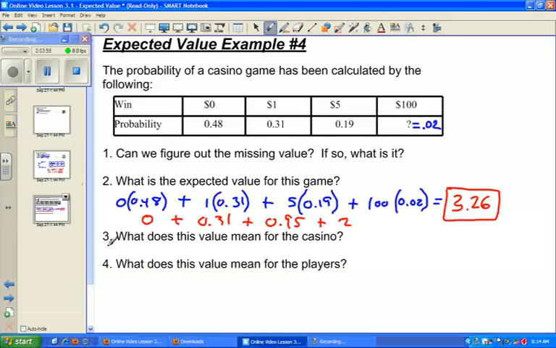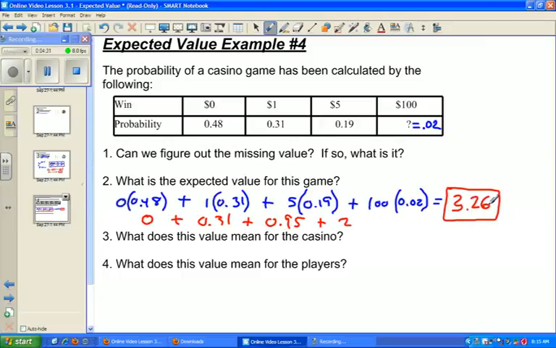Now, let's talk about question 3. What does this value mean for the casino? It means on average, when they run this game, because they're going to be running this game all day, all night, all year, they're going to be running this game a lot. On average, over a long period of time, the casino should expect to pay $3.26 per game that people play. On average, they should expect to pay $3.26. That's what it tells the casino.